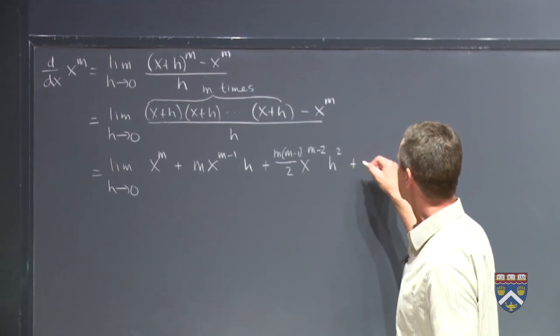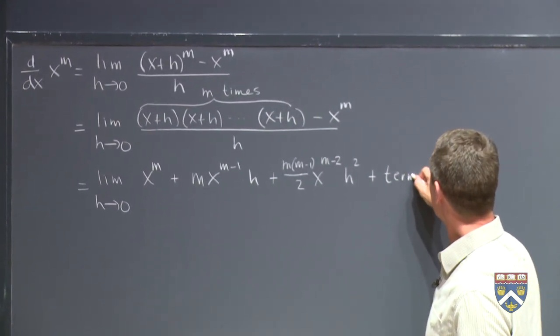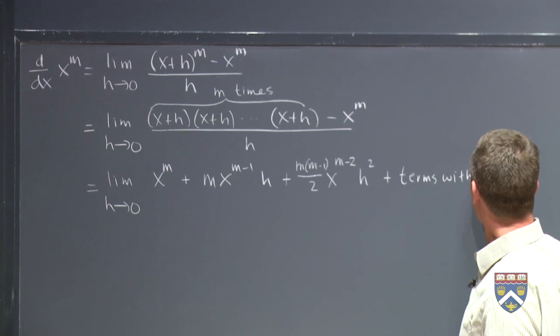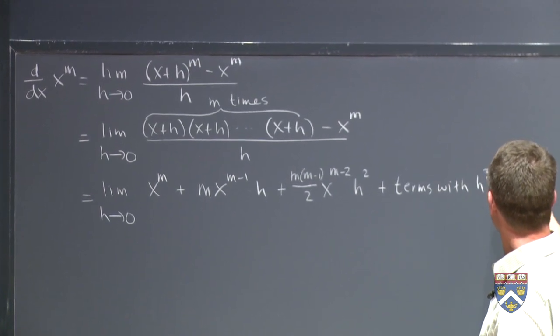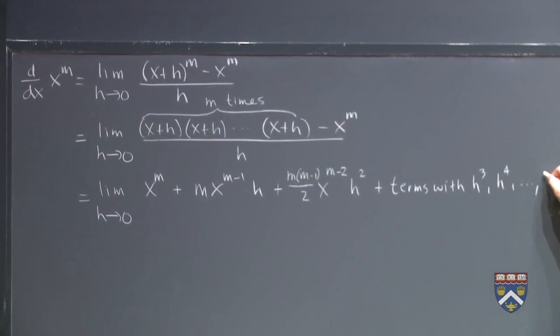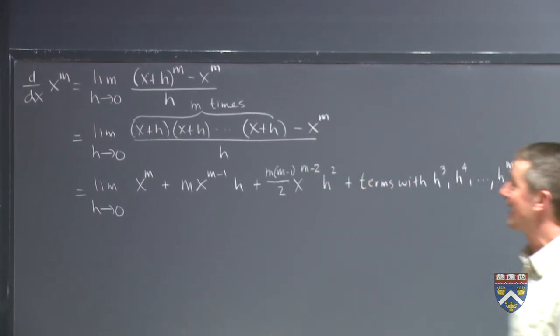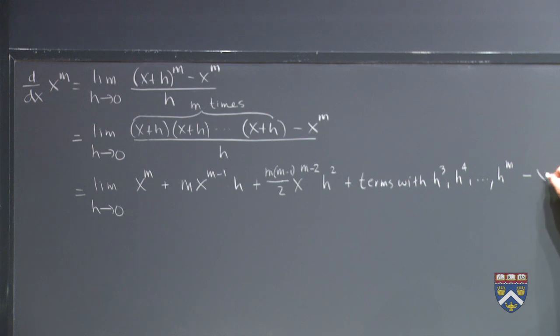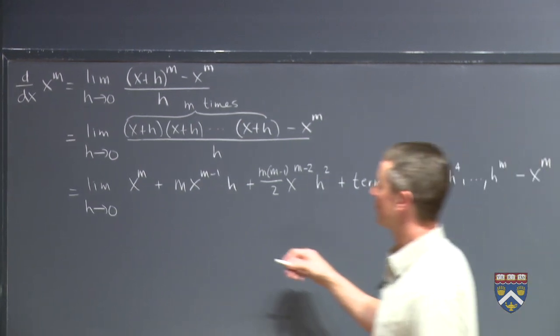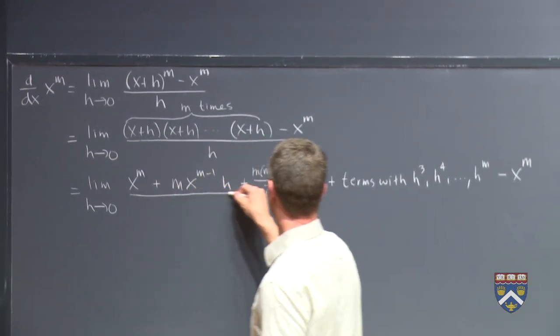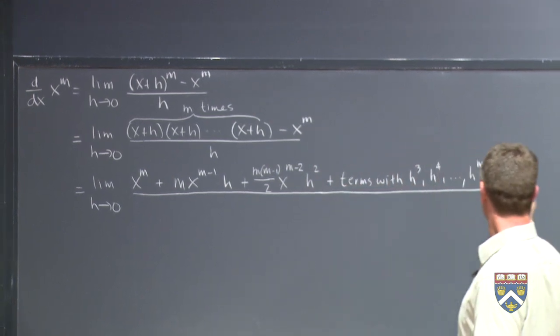So then plus terms with h cubed, h to the fourth, all the way up to h to the m. And then finally, remember, we still have this minus x to the m term at the very end. And this is all over h. I hope you have a lot of space on your paper to write this.